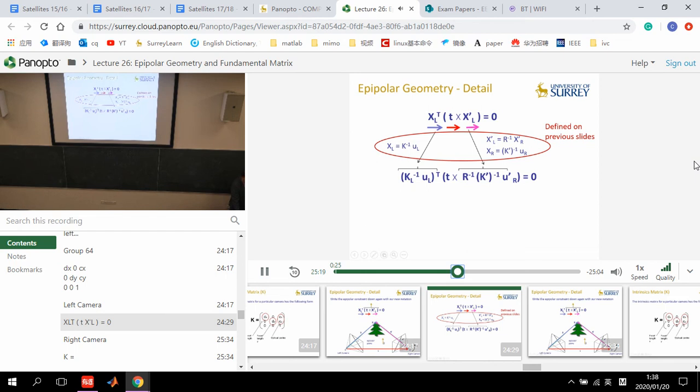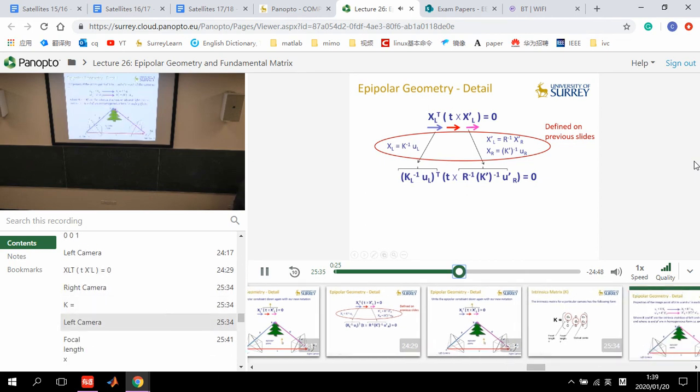First of all, we noted that our XL can be expressed as KL, which actually I just called K previously. It's just the intrinsics for the left-hand camera, inverse UL. We saw this here.